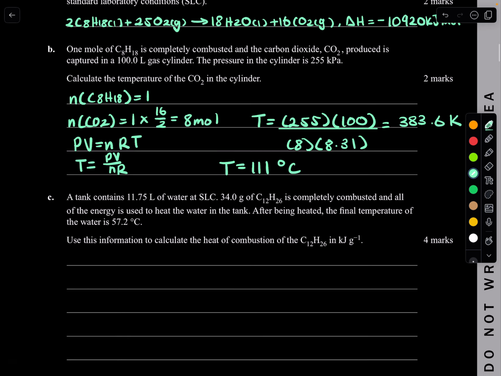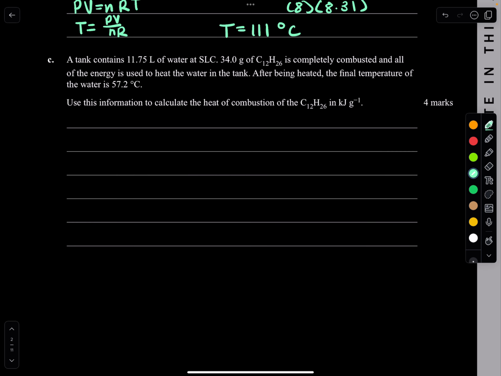Done. Very nice. A tank contains 11.75 liters of water at standard laboratory conditions. 34 grams of dodecane is completely combusted, and all of that energy is used to heat the water in the tank. That's good, so there's no energy loss. After being heated, the final temperature of the water is this. Use the information to calculate the heat of combustion of dodecane in kilojoules per gram.